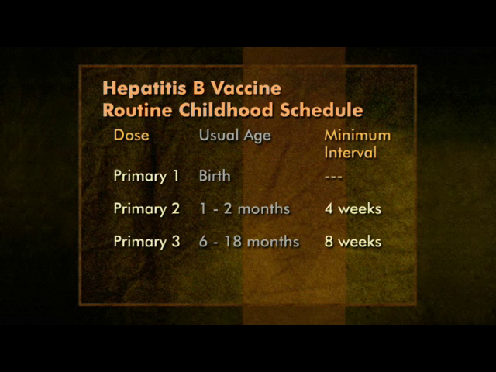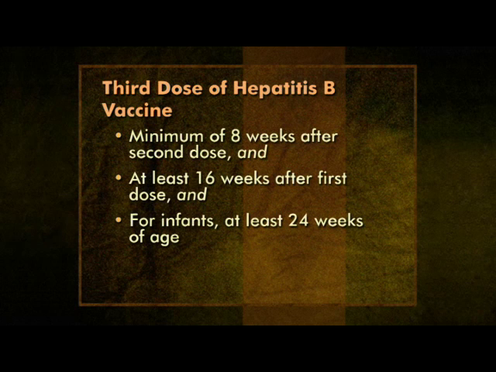The third dose has 3 interval and age rules that you should follow. The third dose should be given a minimum of 8 weeks after the second dose and at least 16 weeks after the first dose. These 2 rules apply to anyone of any age receiving the vaccine. For infants, there is one more rule. The infant should be at least 24 weeks of age before receiving the third dose. The reason for these 3 rules is the desire to maximize the response to the vaccine.